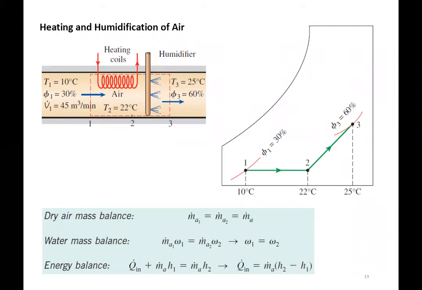This one's showing more of the values to it. So 10 and 30%. And then for the exit, they only tell us it's 22 degrees Celsius. So we have that point, but we also know, right, that the specific humidity is the same. And then the outlet, we want 25 degrees Celsius, 60% relative humidity. So we know that point's going to be there, and we can solve for the mass flow rate of water that we have to inject right here.